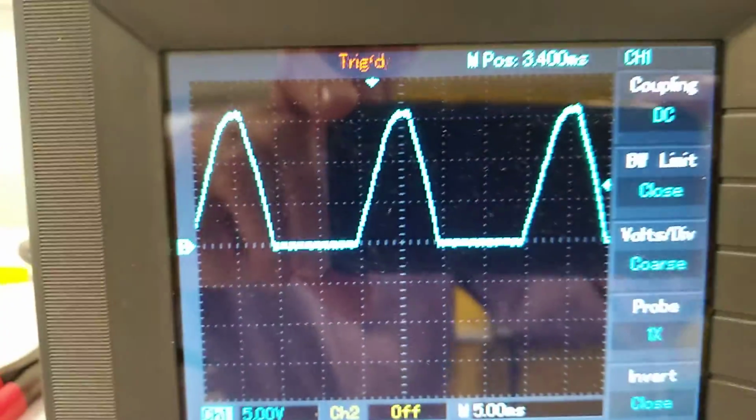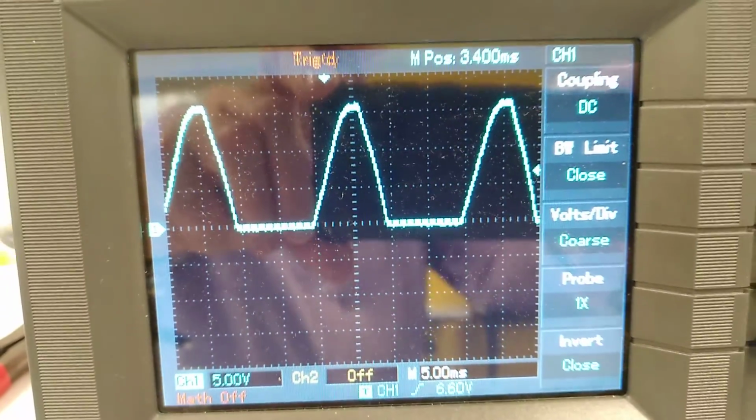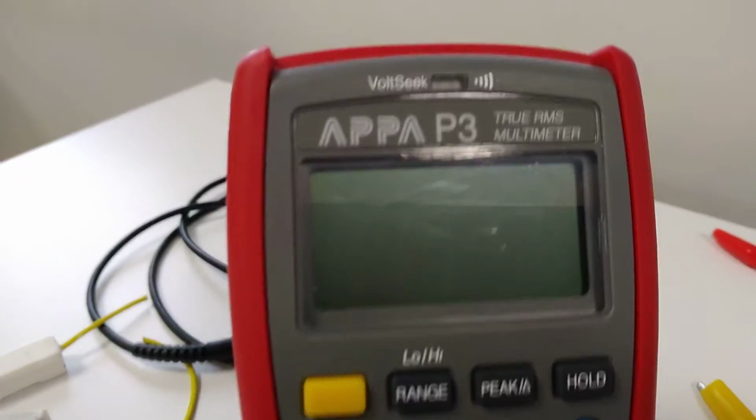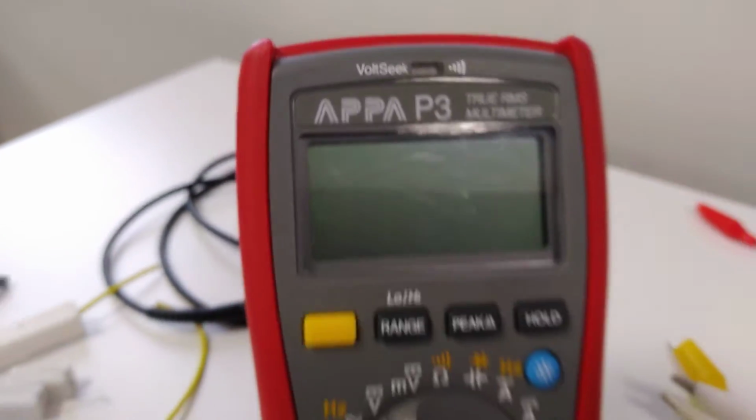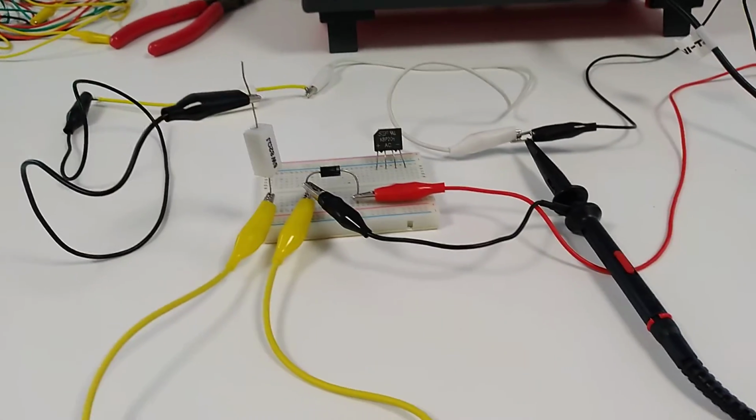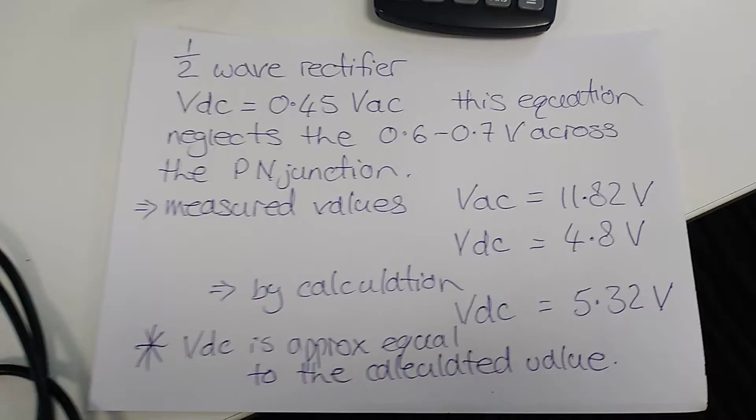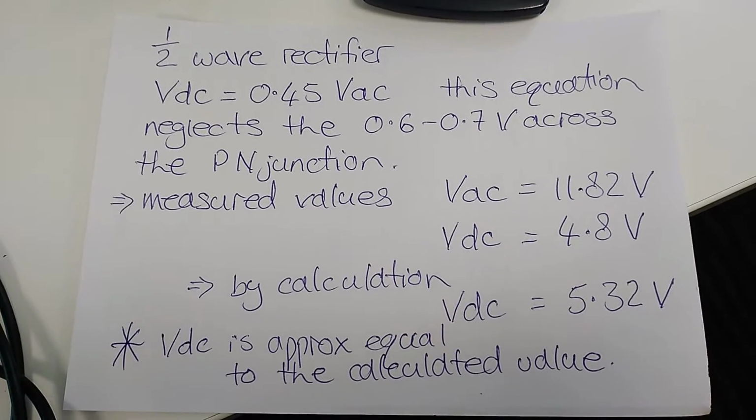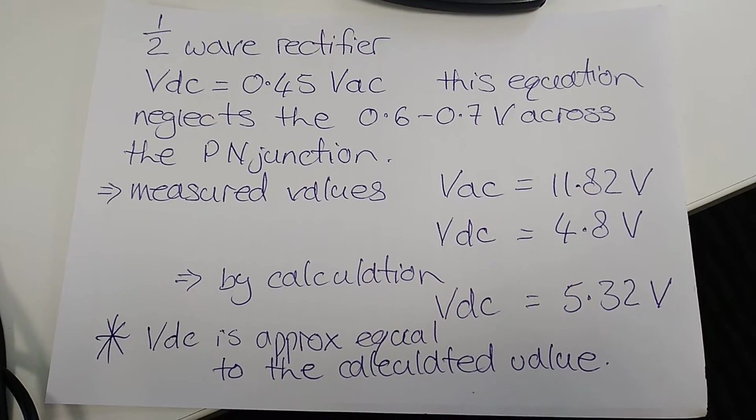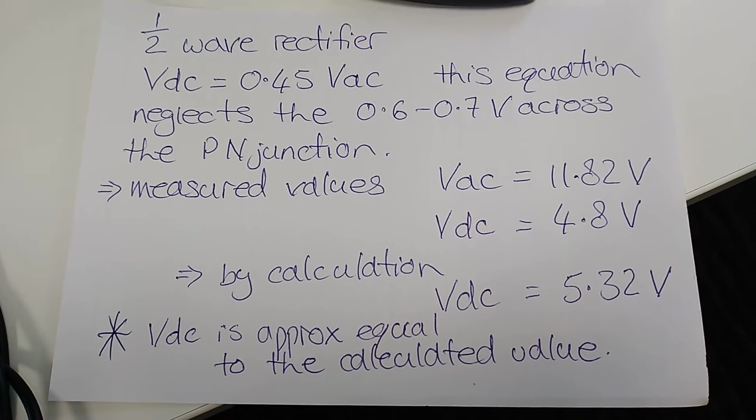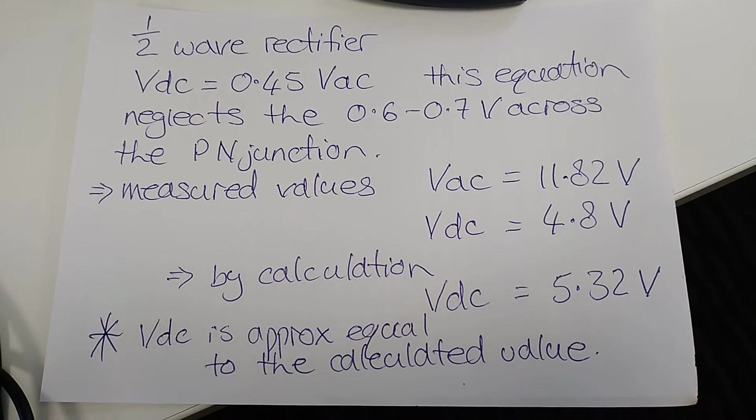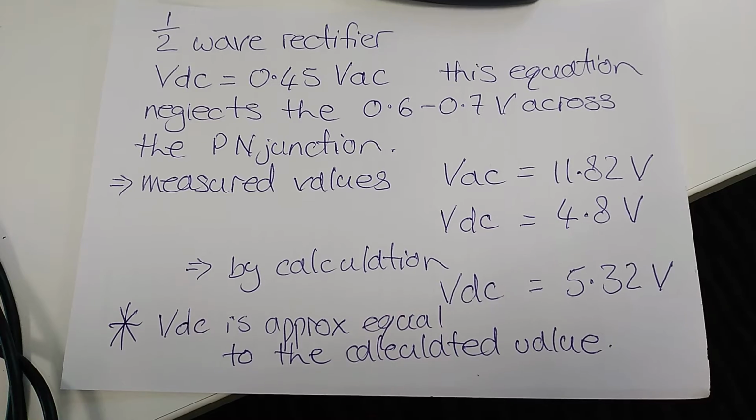Remember, the oscilloscope is showing peak values and the multimeter is displaying RMS values. So if you were to build this circuit, you should also be able to prove the equation of VDC is equal to 0.45 times the VAC, allowing for the voltage drop across the junction of the diode.